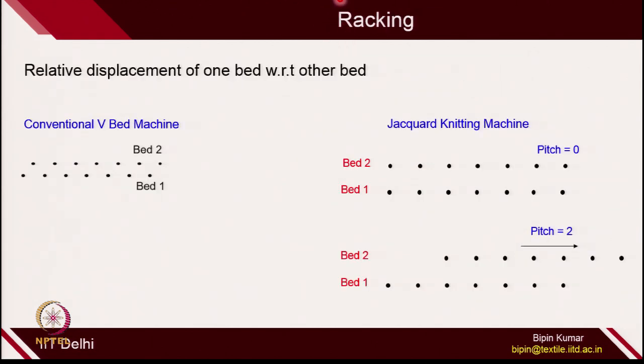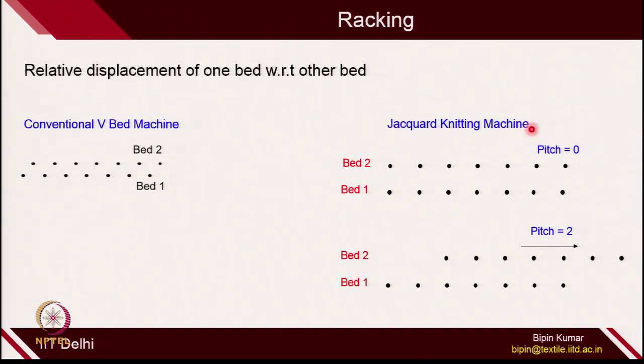So the other big advancement in weft knitting was racking. Racking is actually the relative displacement of one bed with respect to the other bed. If you see a manual V bed machine, a conventional V bed machine, your needles are placed in the form of rib gating. If you remember, gating represents the placement of one bed with respect to the other. So here bed number 1 and bed number 2 are placed in such a way that they are half pitch apart. One bed is moved relatively half pitch with respect to the opposite bed, which you can see here. In this way you can make the rib design.